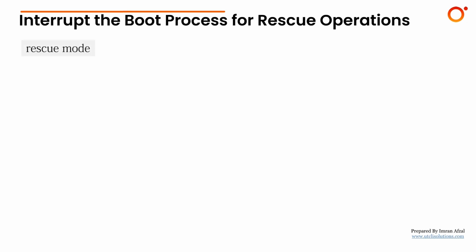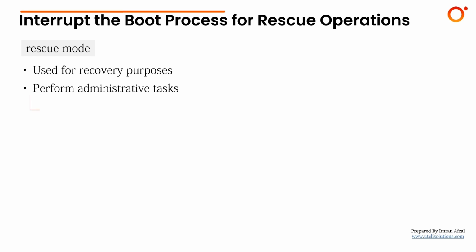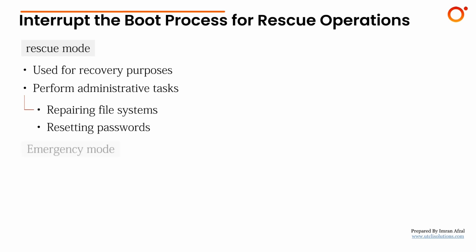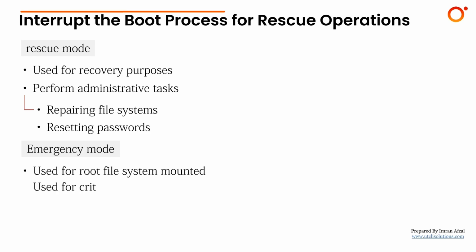Now, about rescue mode. Rescue mode is a minimal environment mainly used for recovery purposes. It allows you to perform administrative tasks such as repairing file systems or resetting passwords when the system can't boot normally. Emergency mode is even more minimal than rescue mode. It gives you the most basic environment with only the root file system mounted. It is mainly used for critical repair tasks when almost nothing else is working.